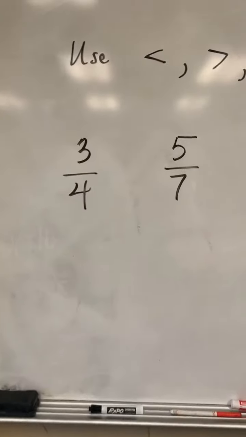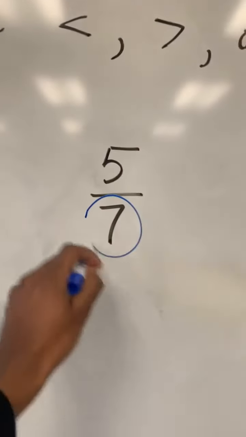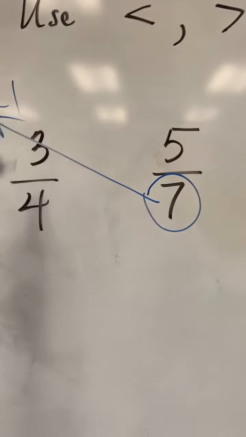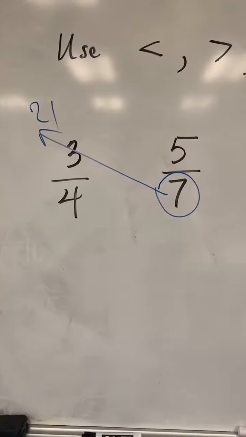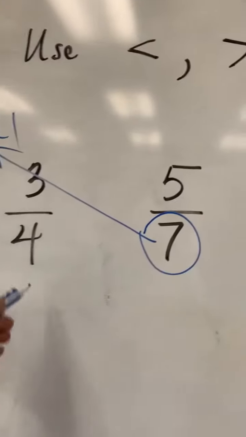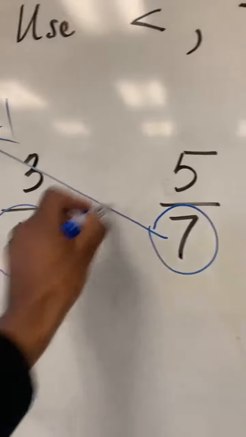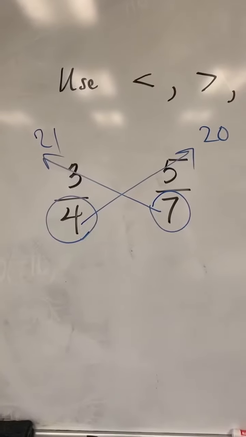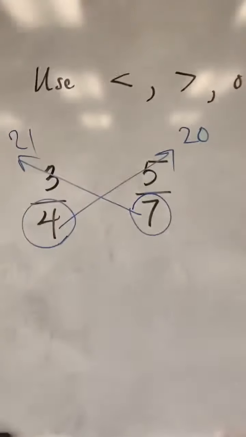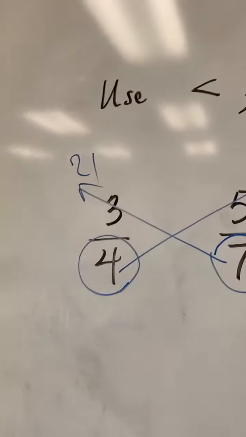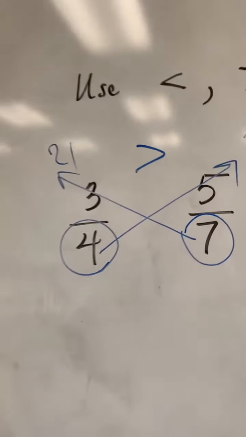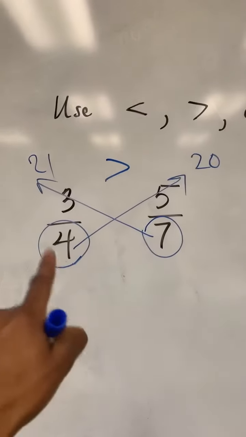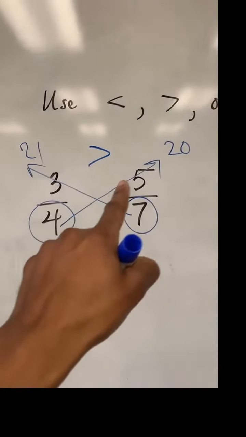All right, through the process of multiplication, we start with that number and multiply it that way, that is 21. 3 times 7 is 21. Next, we come to this number and multiply it that way, and that's 20. So which number is larger, 21 or 20? That means this fraction is greater than that one. 3 over 4 is greater than 5 over 7.